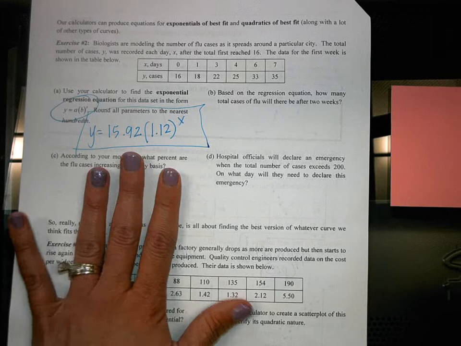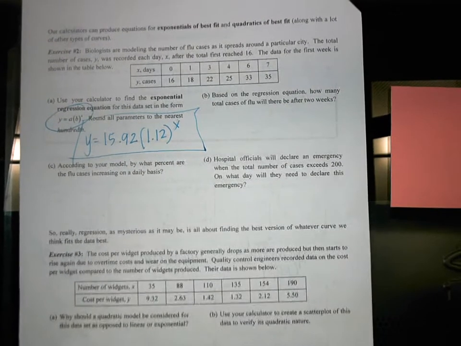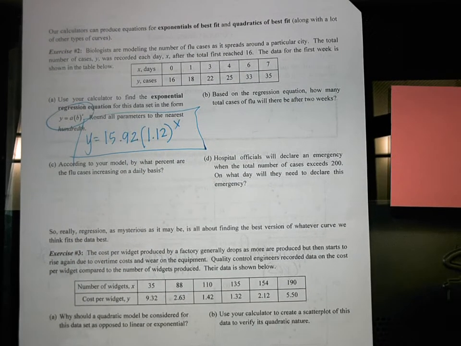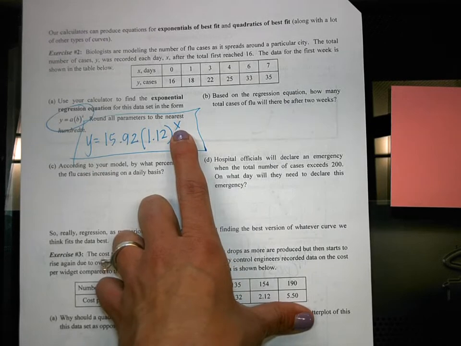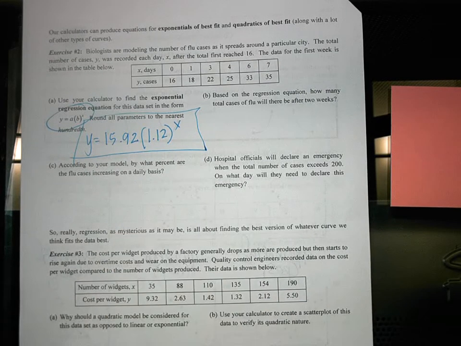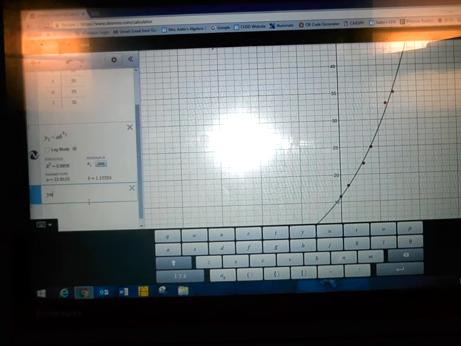Now, it says based on the regression equation, how many total cases of flu will there be after 2 weeks? How many days is 2 weeks? 14. So again, we can use this equation and put 14 right here. Okay, and you can do that in your calculators. And when you do that, you should end up getting what answer? Exactly. So I use my equation right here. Y equals, you get 80.4.